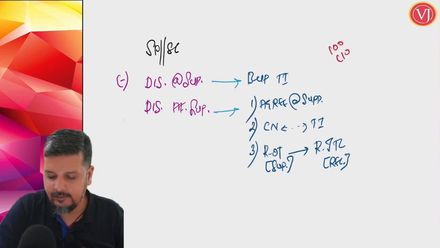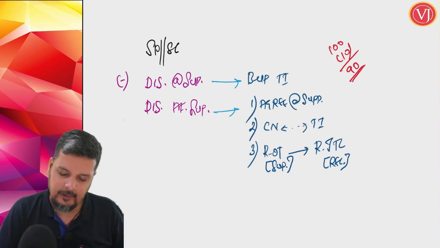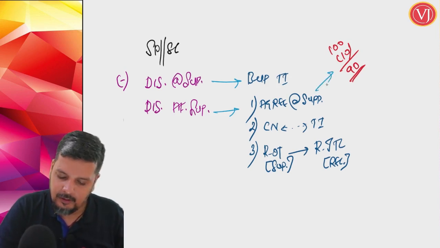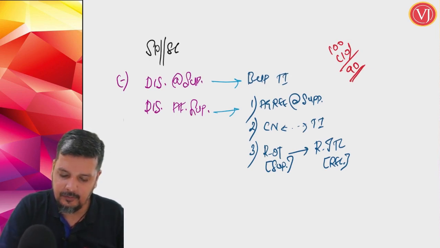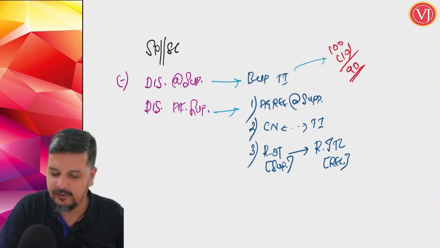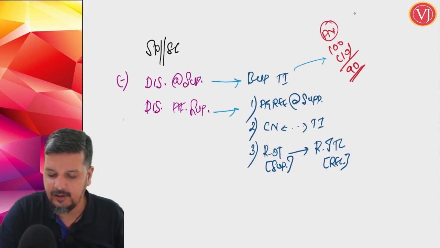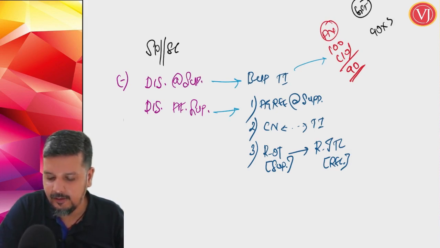100 less 10, 90 is the value. Everything is at the time of tax invoice itself. This is the assessable value, correct? What will be the GST? GST will be 90 multiplied by 5%, 4.5.